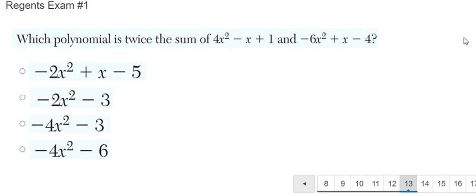Okay, Regents Exam 1, question number 13. Which polynomial is twice the sum of 4x squared minus x plus 1 and negative 6x squared plus x minus 4? So the key here, if you're going to do this algebraically, you're doing twice the sum. So the sum would be inside parentheses. You're going to actually add these together first, combine like terms, and then we multiply by 2.